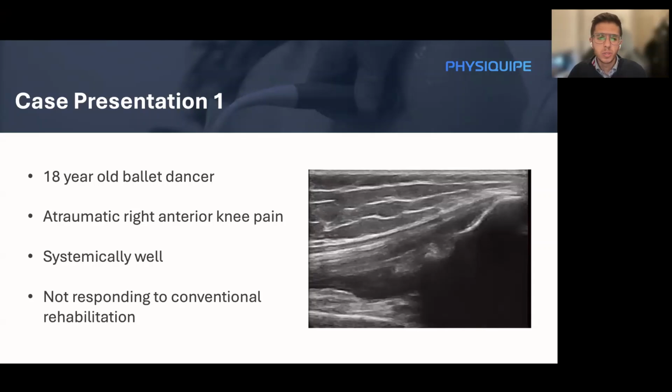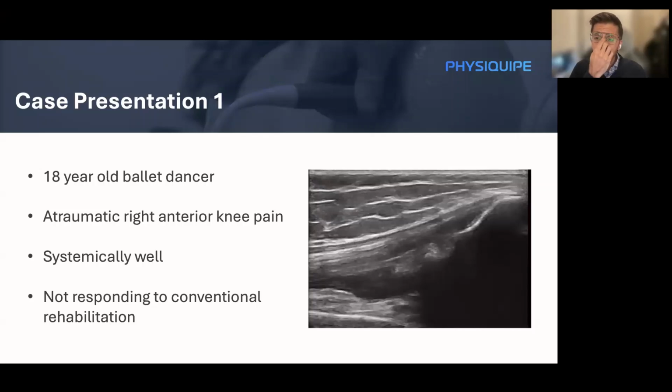So no systemic symptoms. With an 18-year-old with atraumatic knee pain, you always have to ask about weight loss, fevers, night sweats, making sure there are no real red flags in your history. He denied any of it. He was systemically well, had never had anything like this before, and was doing pretty good. He was seeing a physiotherapist, not really responding to conventional treatment, and was being treated for patellofemoral pain syndrome. So we said, okay, let's do an ultrasound scan.